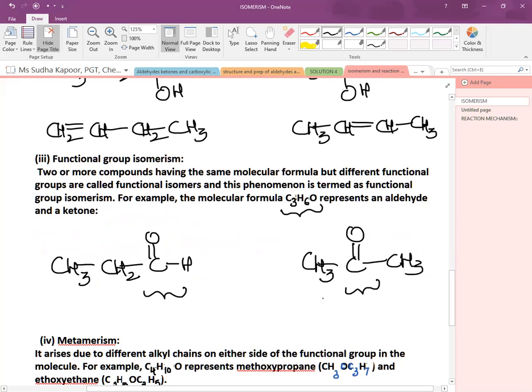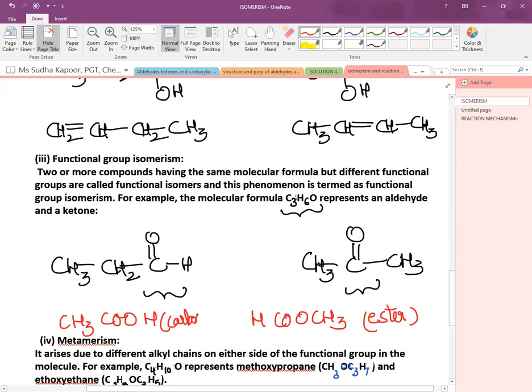Now the other example we can consider here is CH3COOH, that is ethanoic acid. Similar to it, the other functional isomer we can draw for it is HCOOCH3, which is methyl methanoate. This is the ester, and the other one is the carboxylic acid. So both of these are functional isomers having the same molecular formula, but different structural formula and functional group.